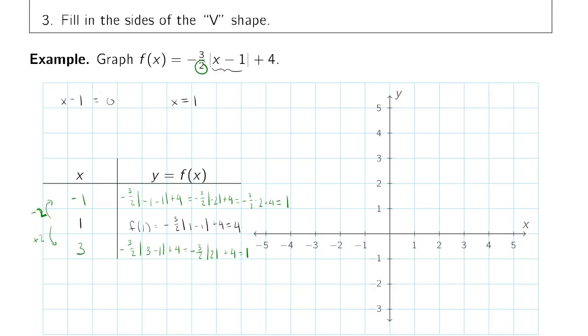The point of my V is going to be at (1, 4). That's up here. And then my 2 points, one on either side, I've got a point at (-1, 1), and I've got a point at (3, 1). And then I can draw the graph by taking rays, starting at the point of the V, and going out through those 2 points on either side. And this is what my graph ends up looking like.